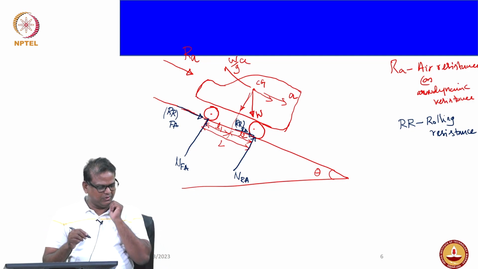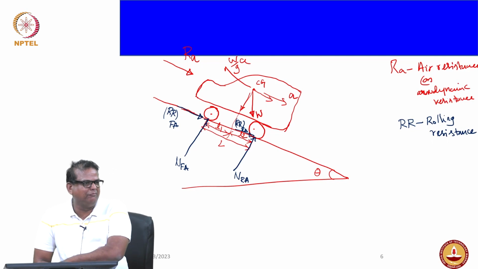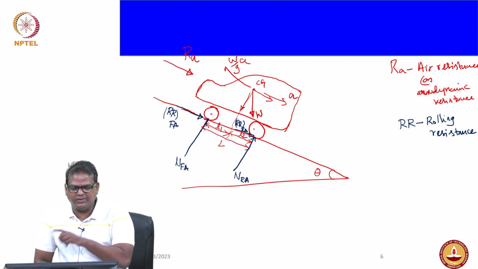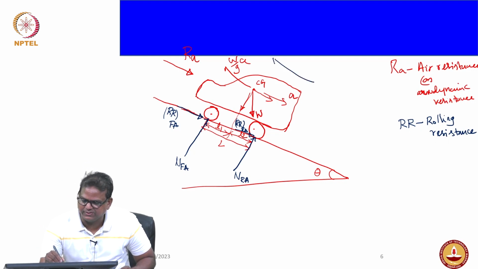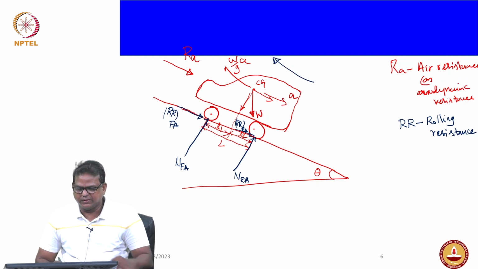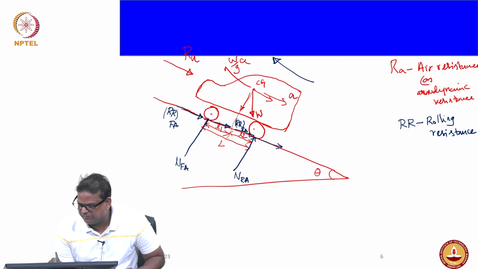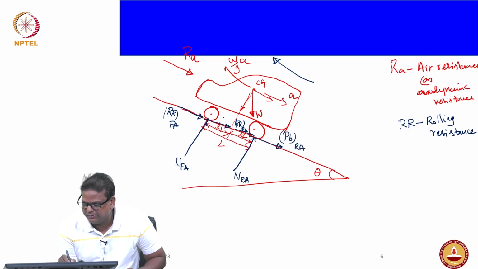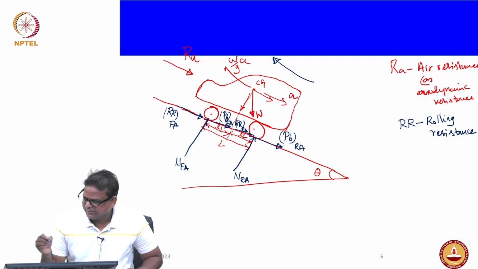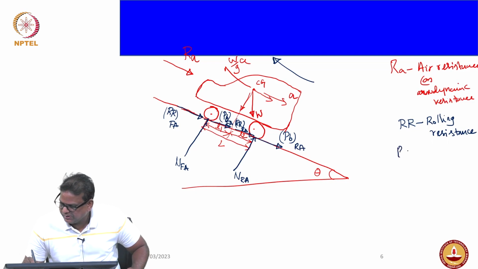Now when you apply the brake, where will the braking force be? To stop, the vehicle is moving in this direction. Please understand that the vehicle is moving in this direction. The braking force you would expect in this direction. Another braking force will come here. So PB, RA, and this is PB, FA. PB is the braking force, the B is a suffix actually.